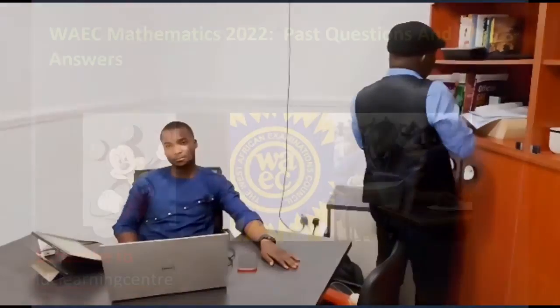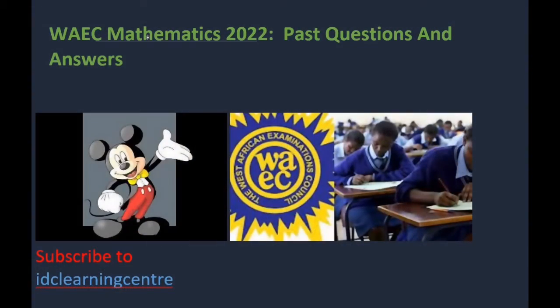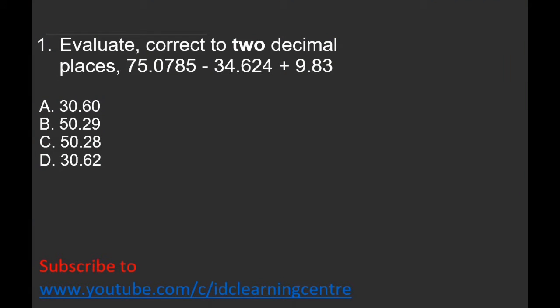Join me in after. Okay, this is WAEC past question 2022, and question number 1, we're asked to add and subtract these numbers. Whenever you have questions like this, you must consider BODMAS, and that means addition should come before subtraction. So the best thing to do is rearrange, bring addition first before subtraction.